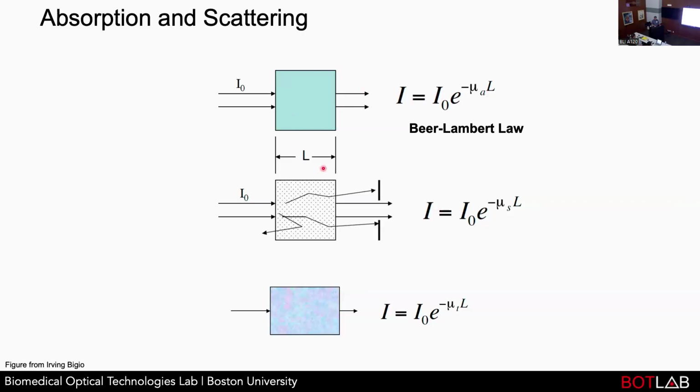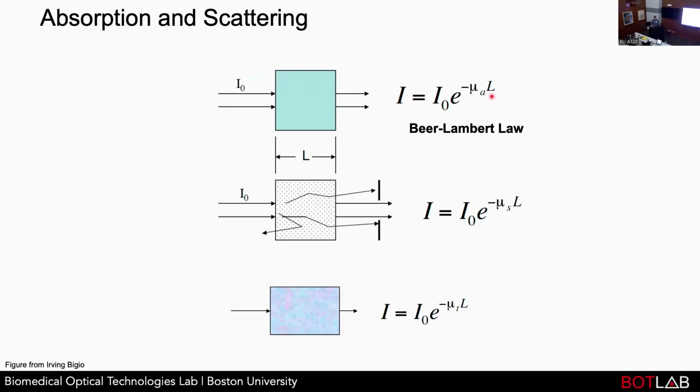And in this example, we send light into this media. We measure light that comes out the other side. This media has some thickness to it. We'll call it L. The Beer-Lambert law gives us this relationship. It shows us that it's an exponential relationship. We lose light intensity as a function of e to the power of minus mu A times L.